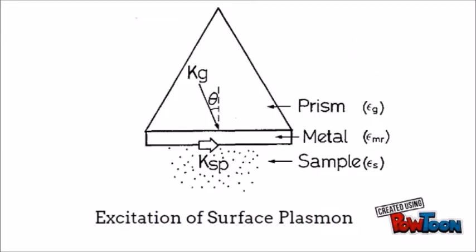Surface plasmon resonance, or in short SPR, can be excited by an electromagnetic wave traveling through the medium facing the metal. The light to excite SPR should be polarized parallel to the incident plane, that is p-polarized, because the surface plasmon has only the electric field component normal to the surface.